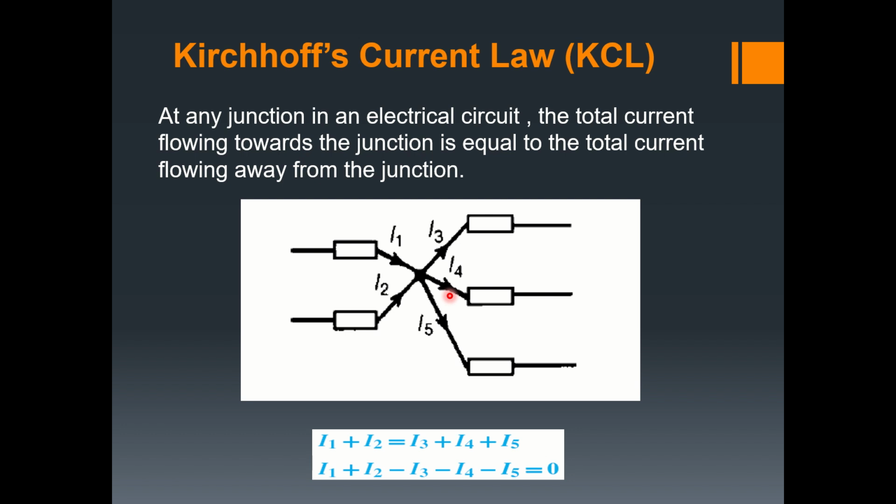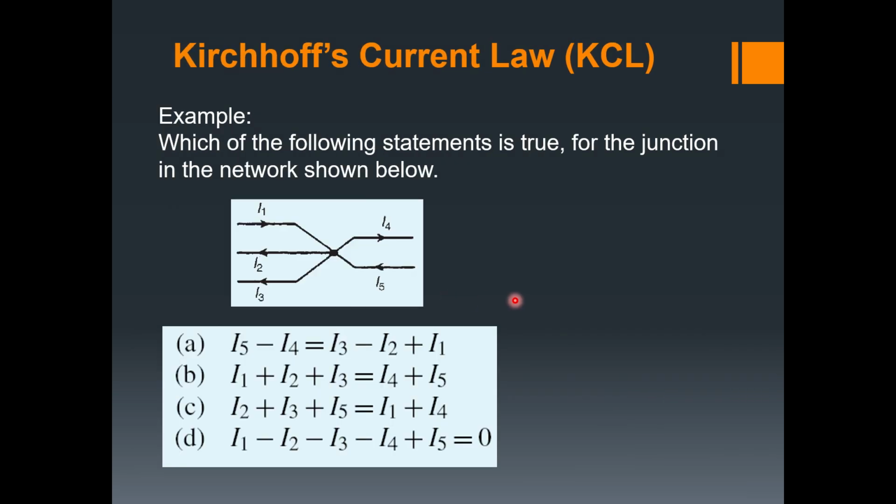Now let's apply this law in a given problem and see how that pans out. So let's look at this problem. This example says, which of the following statement is true for the junction in the network shown below? So this is a junction. You can see here that looking at the arrows, I1 is flowing in, I5 is flowing in. However, I2, I3, and I4 are all flowing away from the junction. So if that is true, we need to look at the options A, B, C, and D and determine which equation satisfies this condition. I mean, if we apply KCL.